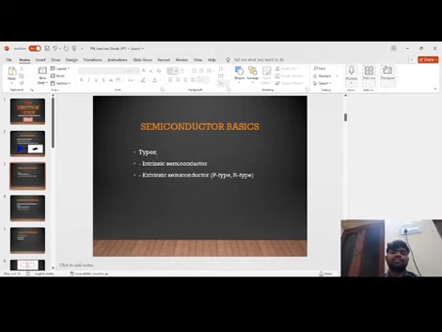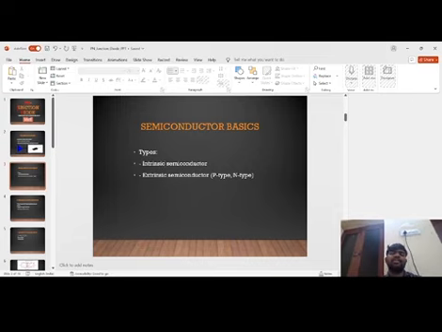semiconductor basics. There are two types: intrinsic semiconductor and extrinsic semiconductor. Extrinsic semiconductor is again classified into P type and N type. Let us go to the intrinsic semiconductor. Before we learn about the diode, let us understand the semiconductors.